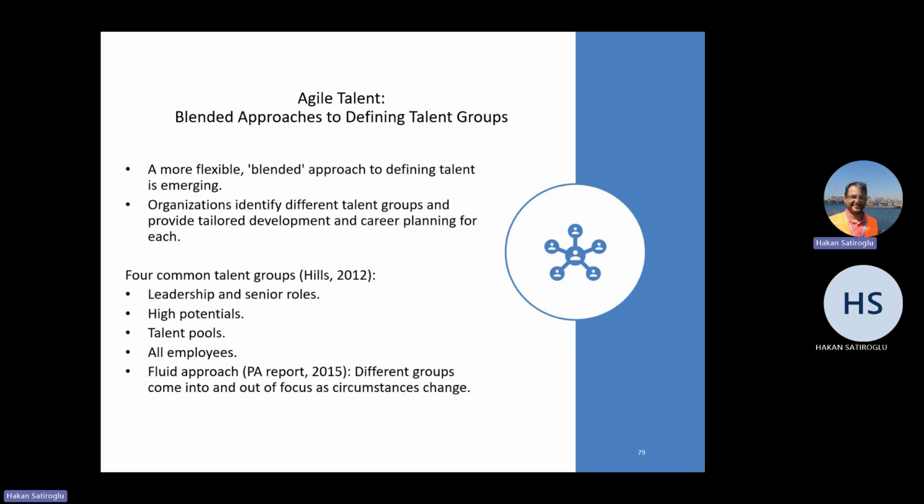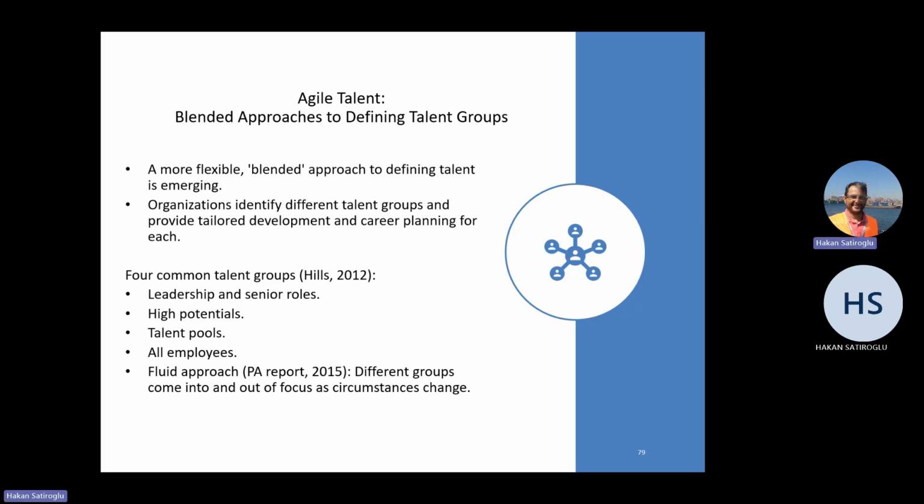A more flexible, blended approach to defining talent is emerging. Organizations identify different talent groups and provide tailored development. This idea comes from the limited resources mentality. Organizations need to segregate and create segments, deciding who is going to take what. And this is helpful for them as well, because those groups are going to improve their competence, which is going to make your training and development programs easy to set.